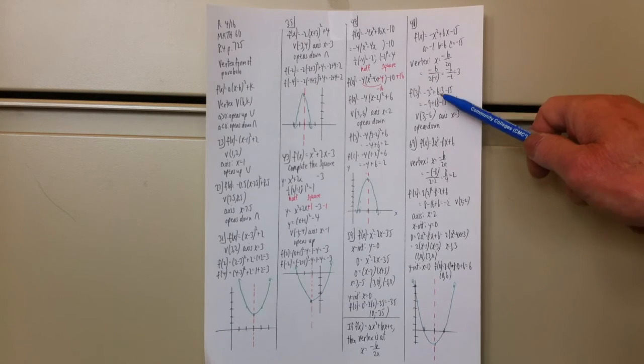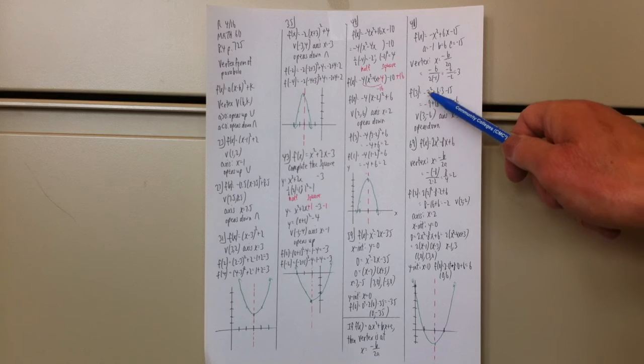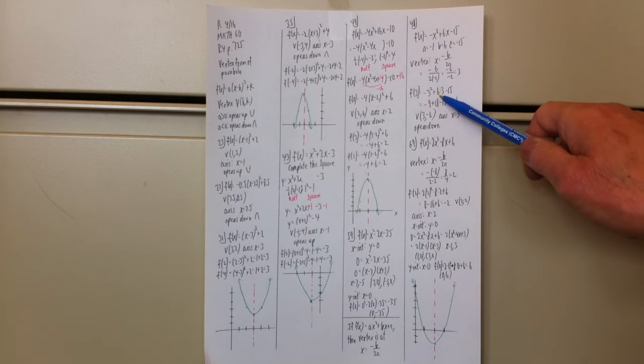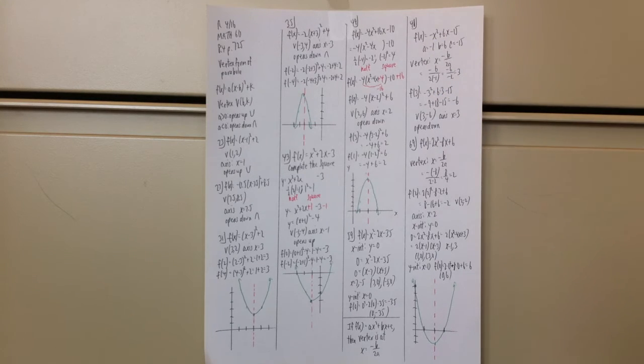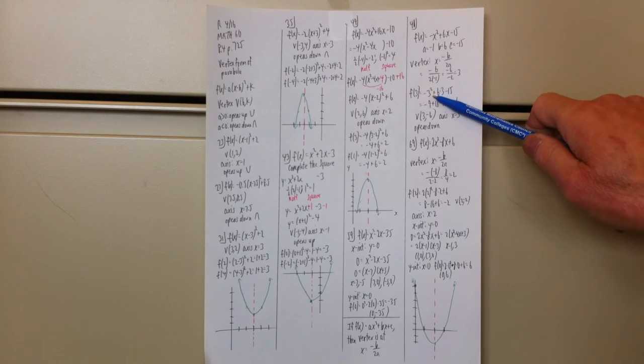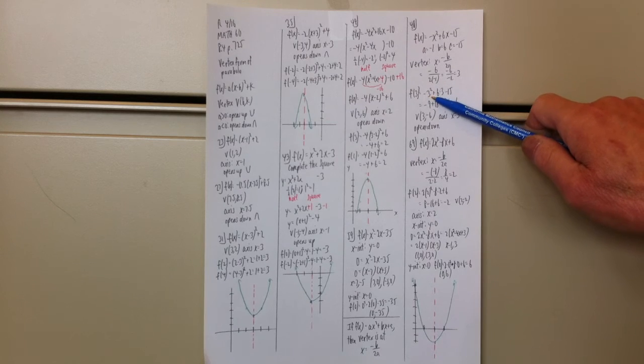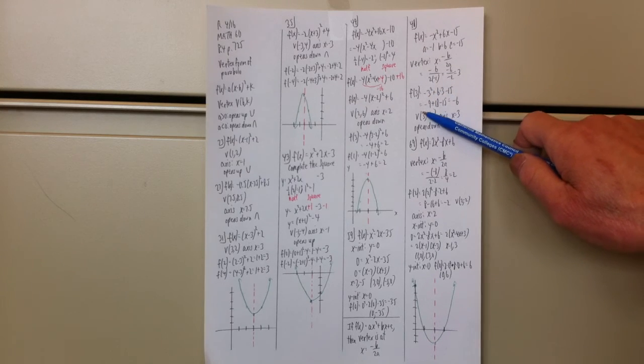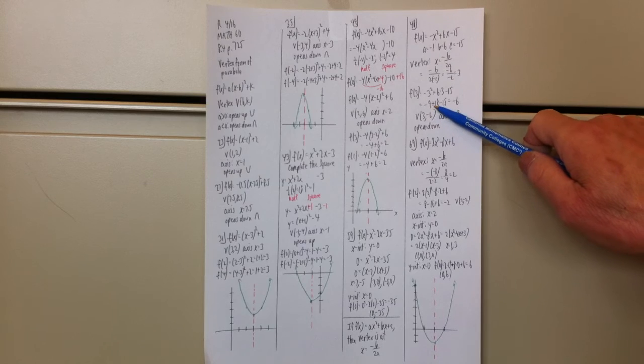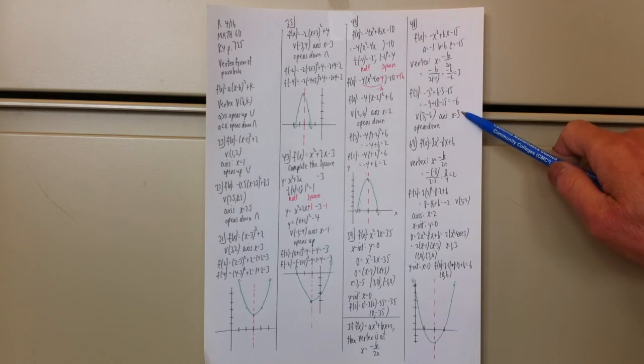To find the y-coordinate, I just plug in. So plug in 3. So negative 3 squared plus 6 times 3 minus 15, which is negative 9. A quick note, negative 3 squared is not 9. It doesn't mean negative 3 times negative 3. It means the opposite of 3 squared, or the opposite of 9, which is negative 9. So negative 9 plus 18 minus 15 is negative 6.